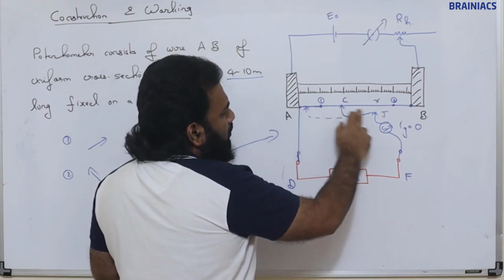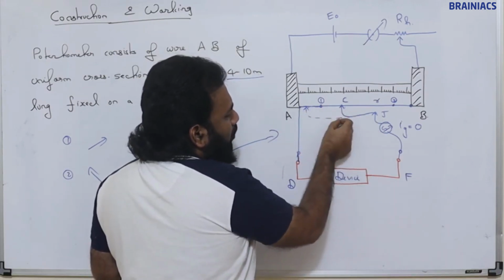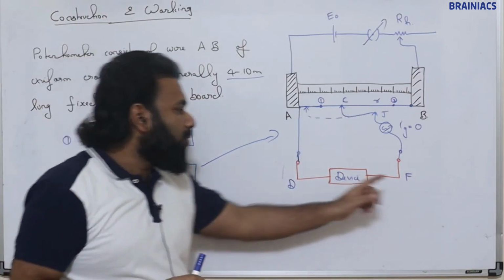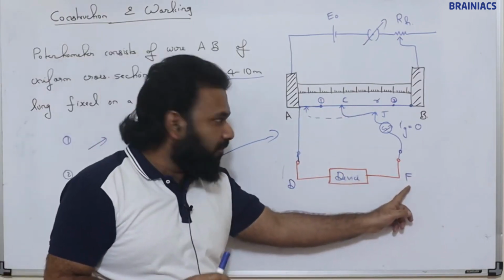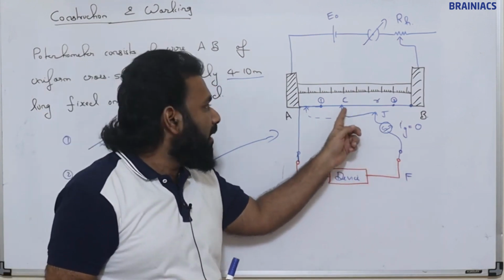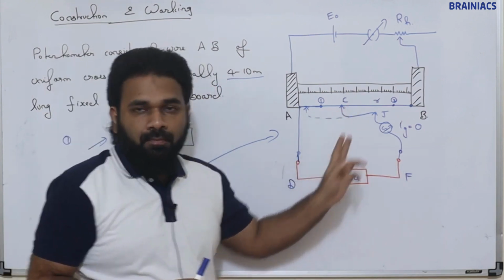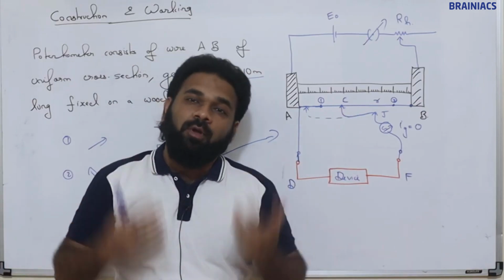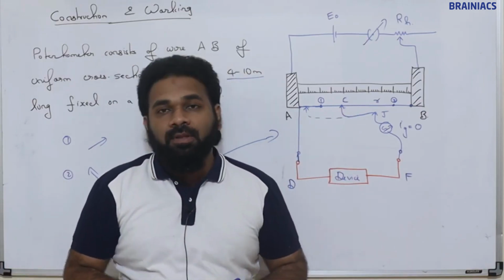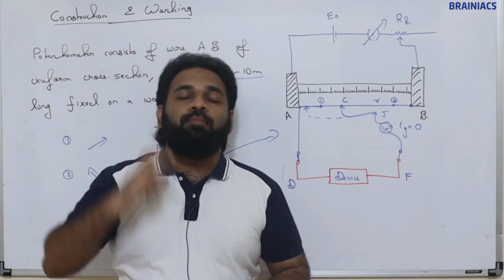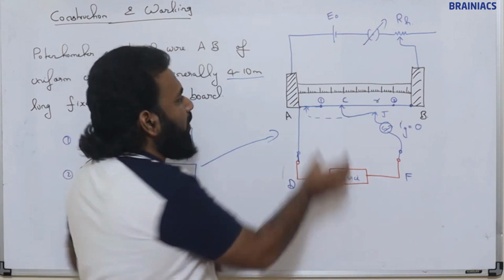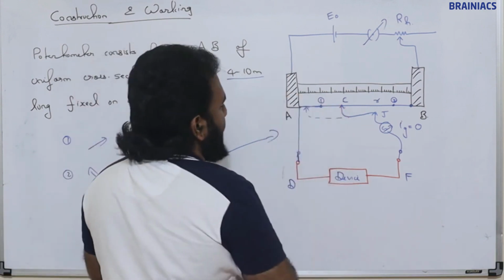So when we moved this jockey, we got a point where whatever the potential is here at F, the same potential will be there at point C. The galvanometer will show zero deflection when there is no current. There will be no current when two points are at the same potential. Current flows from higher potential to lower potential. So we will be finding this length.